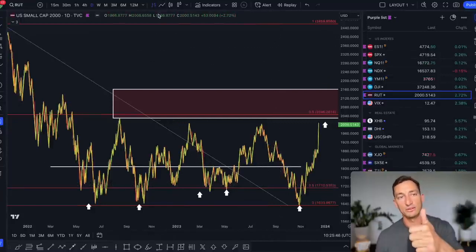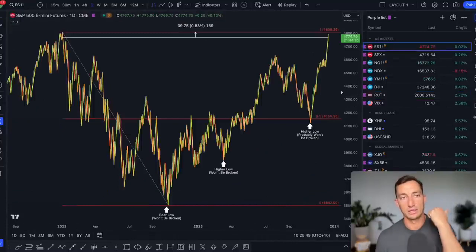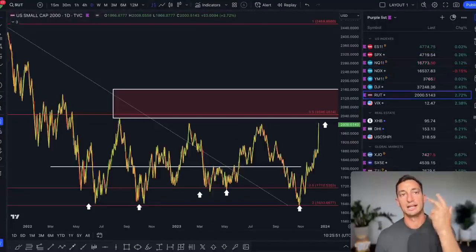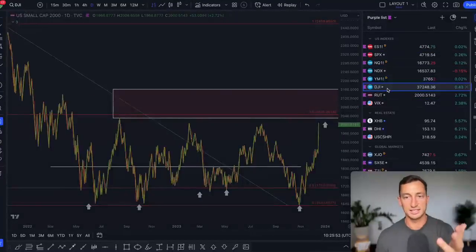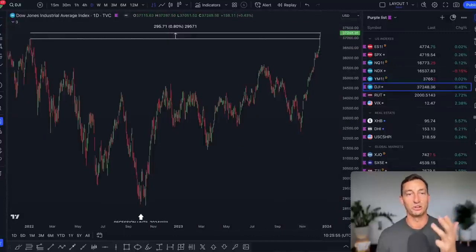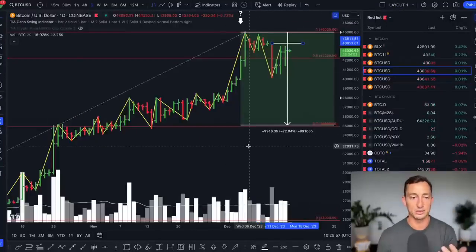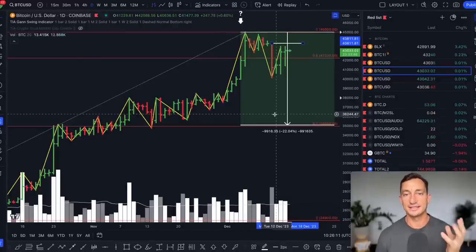So we're seeing rises in each of the markets. S&P, NASDAQ, even the Russell 2000, even the Dow Jones has been trading at new all-time high prices. Let's get onto Bitcoin and cryptos. And this is where it starts to get interesting.